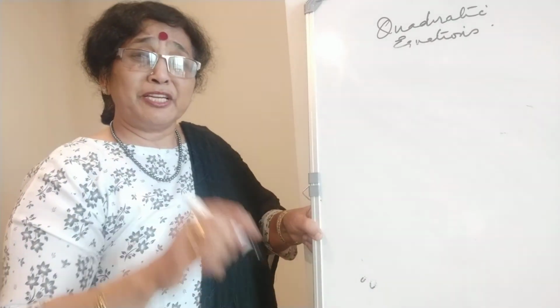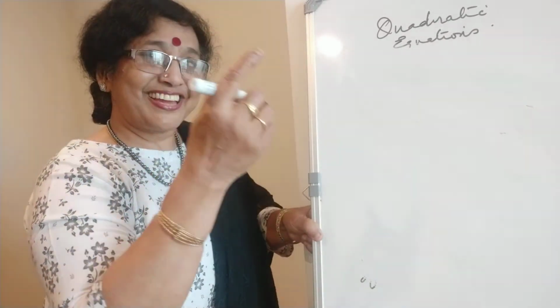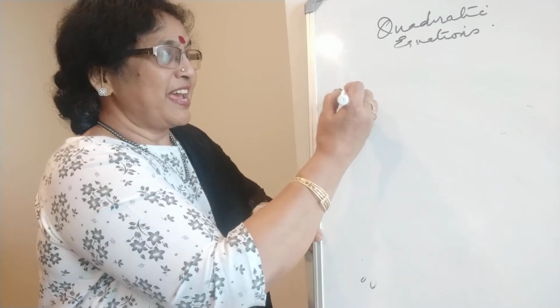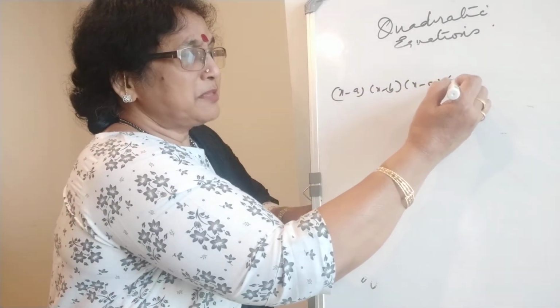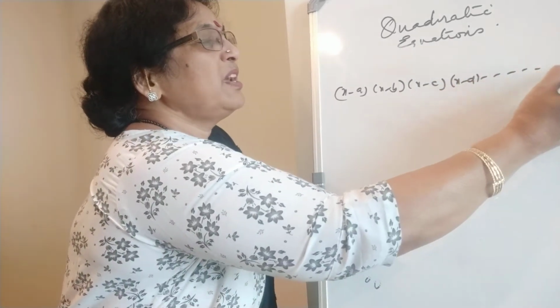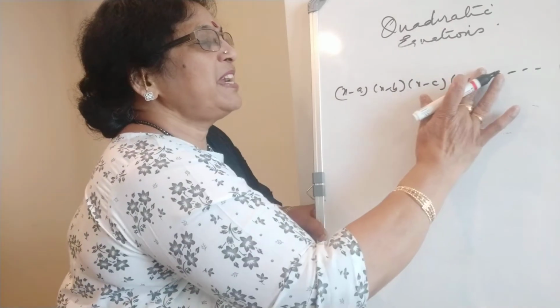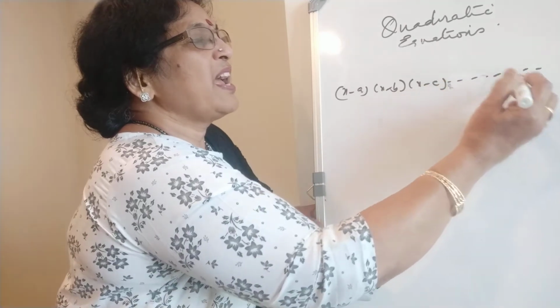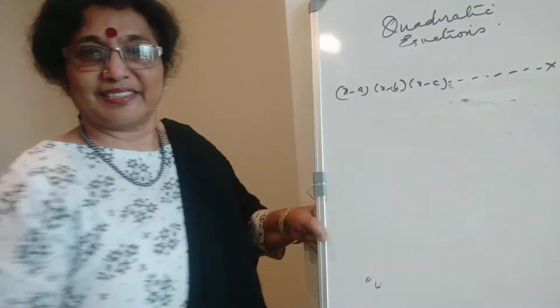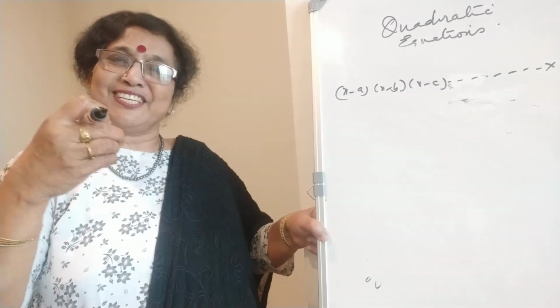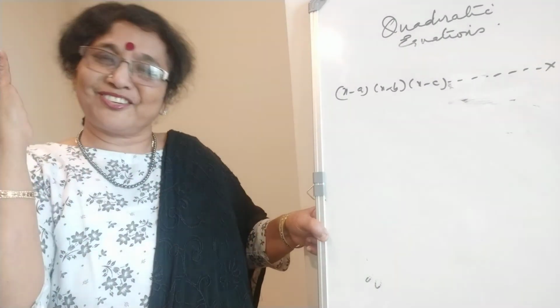So that reminds me to give you one sum, and you just try it. What is the answer of this? (X minus A) into (X minus B) into (X minus C), (X minus D), and so on, till the last one is (X minus Z). It goes on, and into, and that is Z. What is the answer of this? As I'm teaching you, I'll give you something nice.